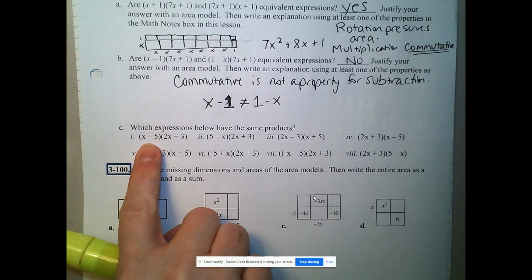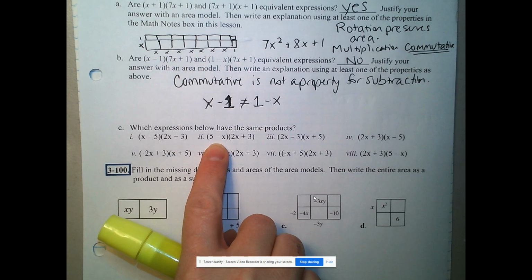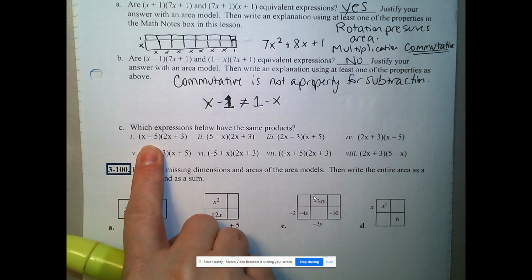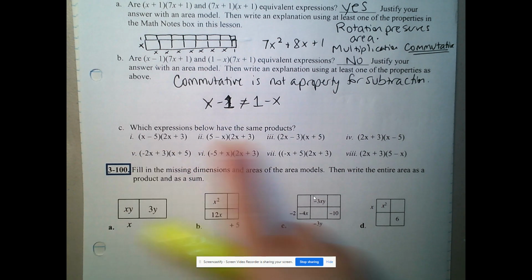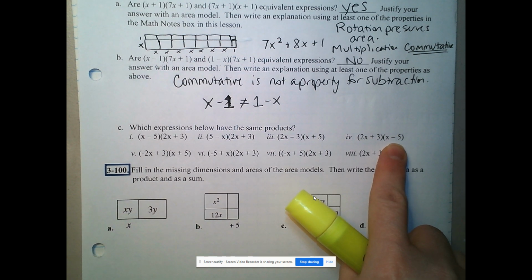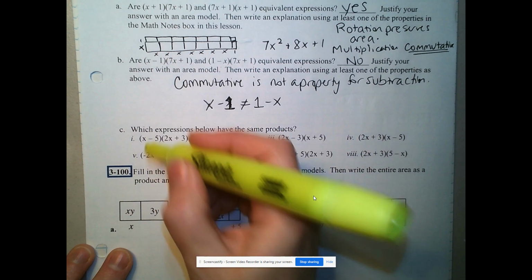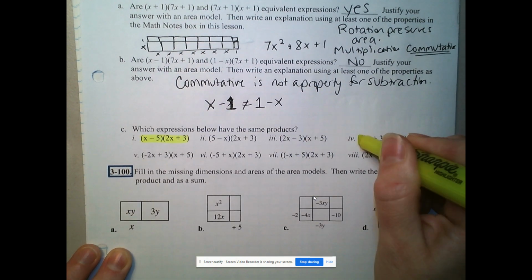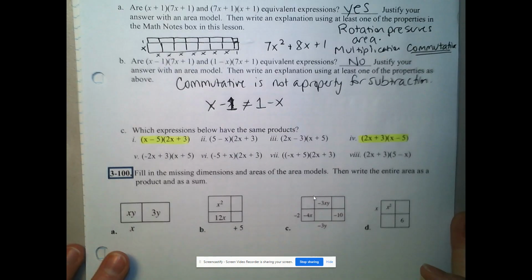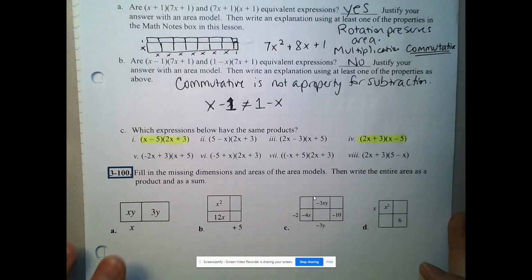So this has x minus 5 and this has 5 minus x. They're not the same. So I want to look for anything else with an x minus 5. This one also has an x minus 5. The first one has 2x plus 3. This one also has 2x plus 3. The first set of parentheses just flip-flopped with the second set. So I know those are commutative property. Those are going to be equivalent.